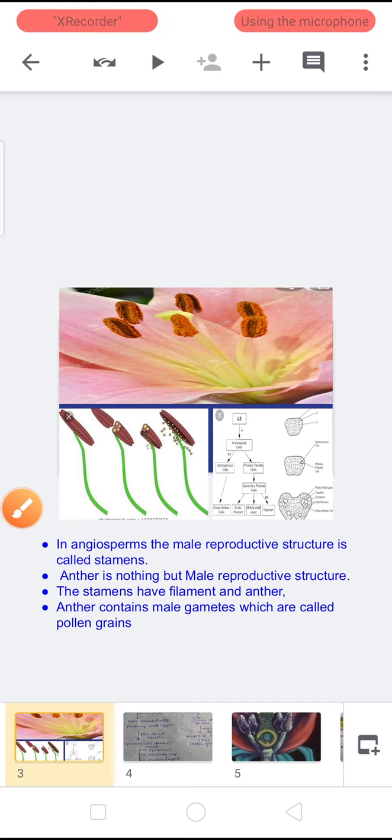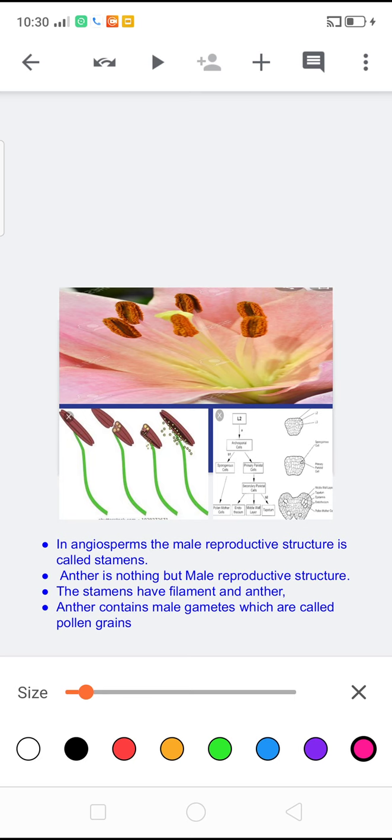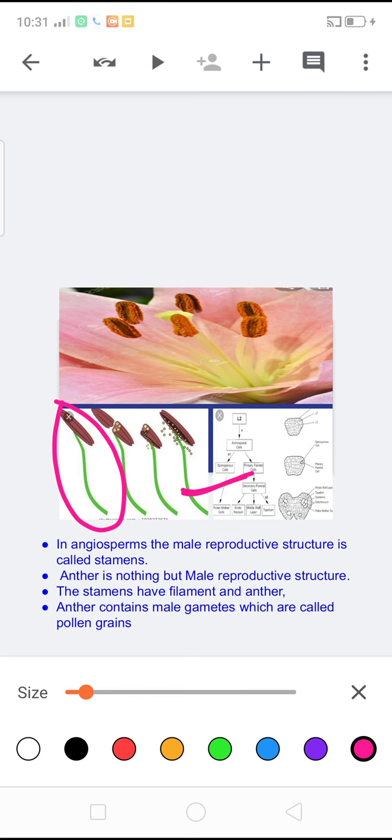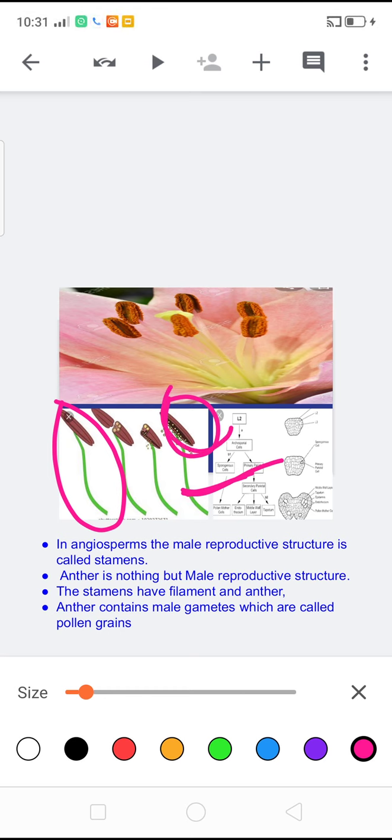Once again, coming to the male reproductive structure. In angiosperms, the male reproductive structure is called stamens. These are the stamens. The stamens have two main parts. One is the filament, the green colored part, and the other is the anther, the brown colored part.